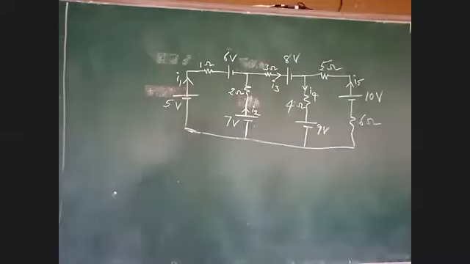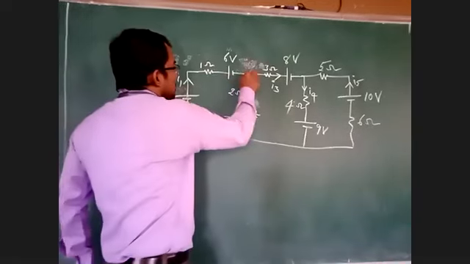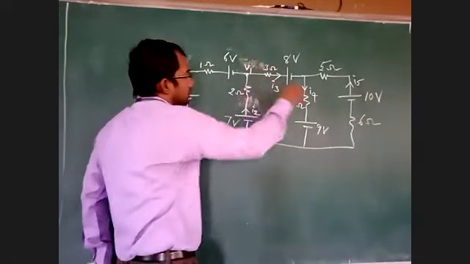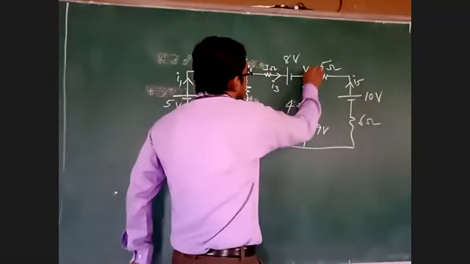Okay. How many nodes are there? 2 nodes. Okay. See here. This is node 1, V1. This is node 2, V2.